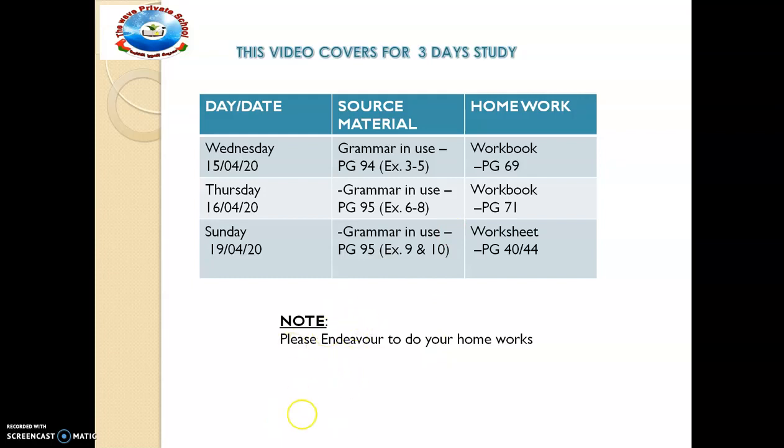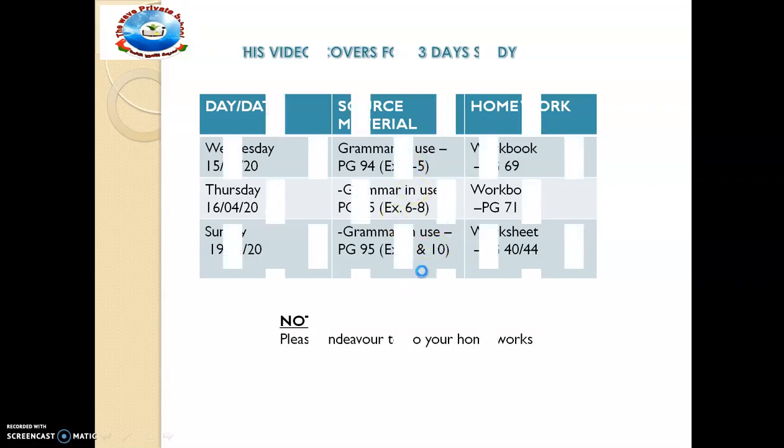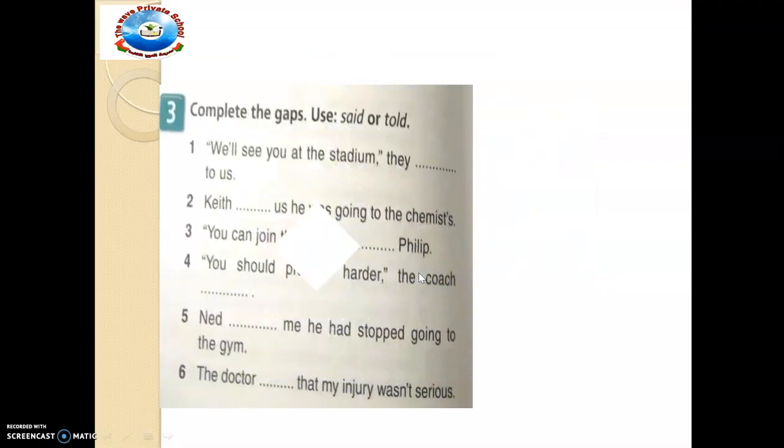Remember, during the last video, we discussed from this particular grammar in use topic, exercise 1 and 2. So today, this video will cover exercise 3 to 10. So let's get into the day's business as we go to exercise 3.